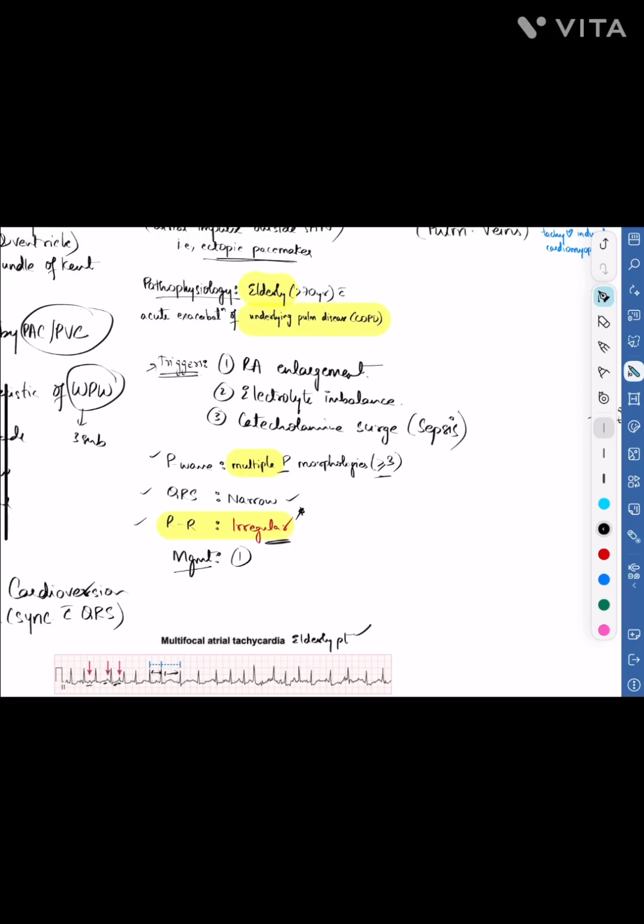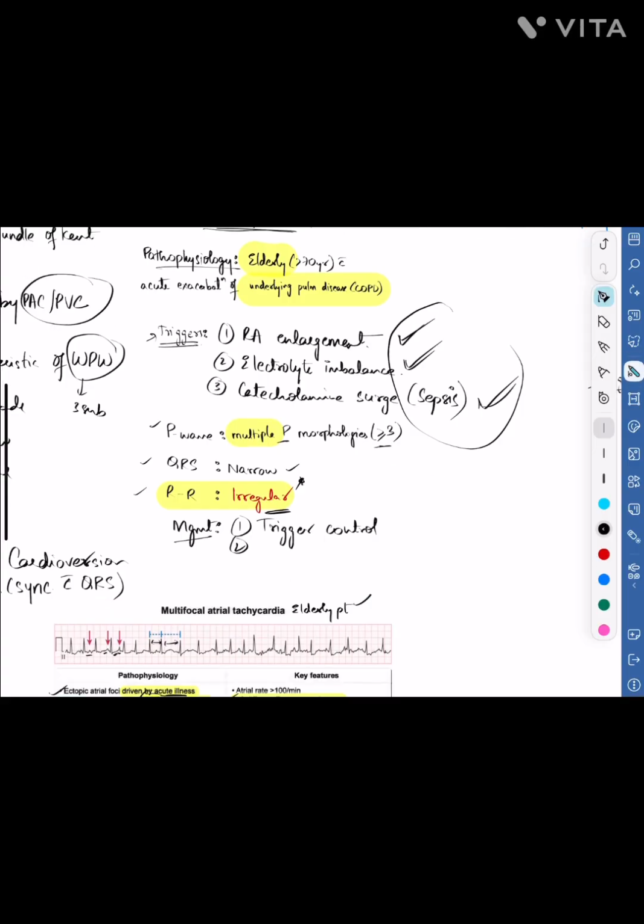How do you manage this condition? Initially, when there are any triggers, for example, right atrial enlargement or electrolyte imbalance or sepsis, you need to correct these three things. If there's sepsis, treat the cause. If there's electrolyte imbalance, then give them that electrolyte. If there is right atrial enlargement, identify the cause of enlargement, why the atria is enlarged, and then treat the condition if possible. Okay, so first is trigger control.